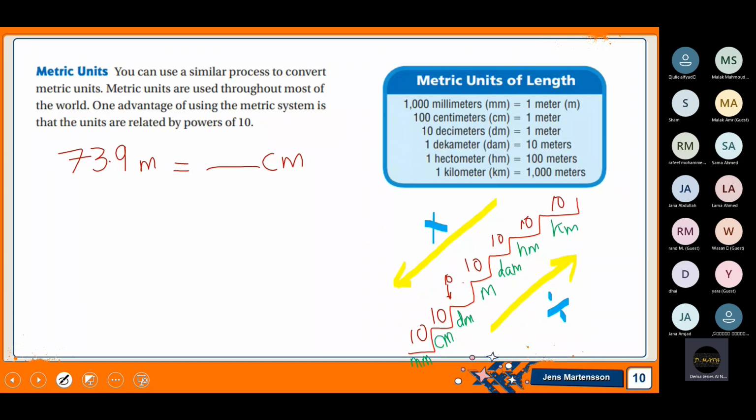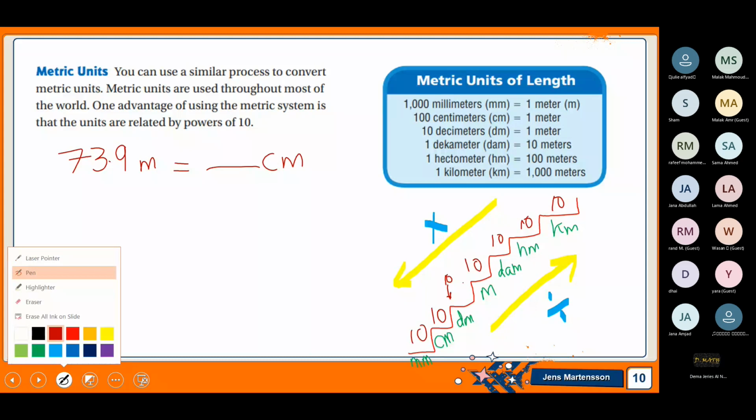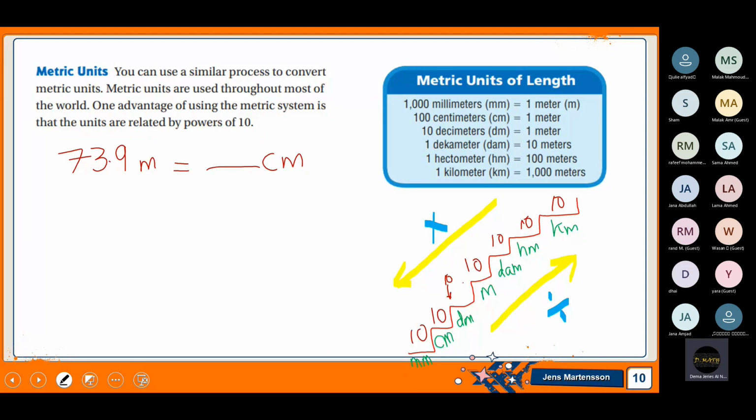So what will you do? You will say, I am now on meter. I want to go to the centimeter. So you will go to the decimeter and centimeter. You are on meter. You want to go down to stop at the centimeter. So you start counting after meter. What do you have after meter down? You have decimeter and centimeter.